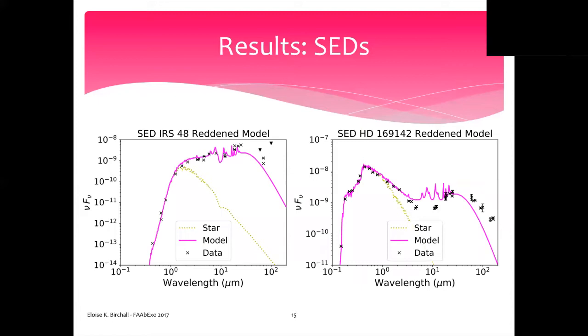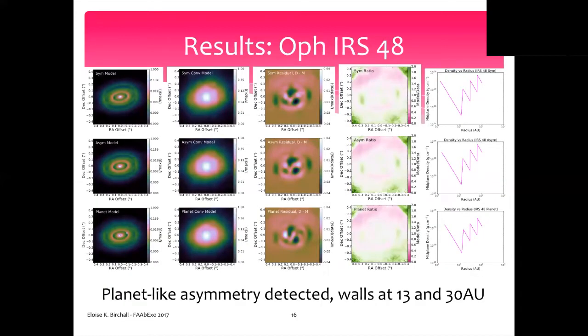So here are some SEDs from my two dust types. If you're used to looking at spectral energy distributions, you'll be like, what is that? It's because there's a lot of extinction towards this star. It's very highly reddened. There's a lot less reddening once it's been corrected. So here's the symmetric, asymmetric and planet models, then the residual ratio, and that's what the dust looks like.